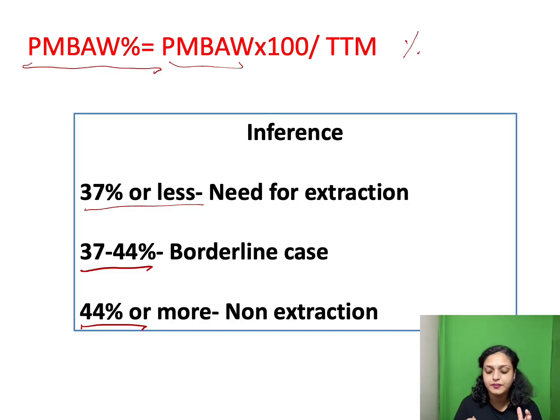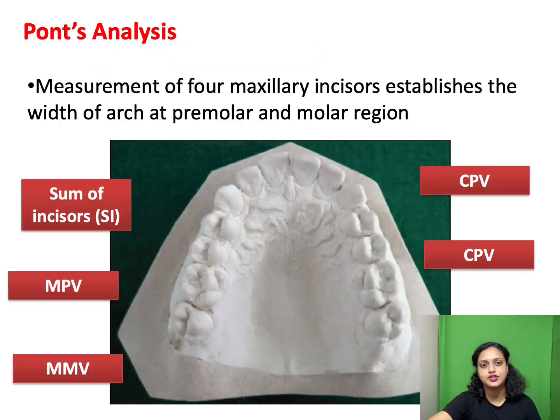So the treatment plan will be a non-extraction line of treatment plan. 37% and less is extraction, 44% or more is non-extraction. You need to remember this inference. They might ask you a scenario-based question mentioning these values and ask what kind of treatment plan you will go with. So you have to remember these inference.